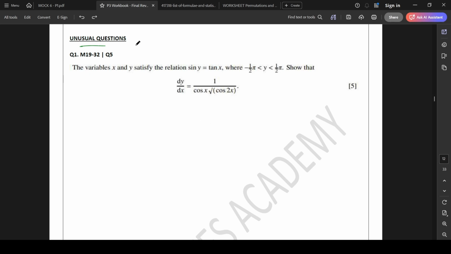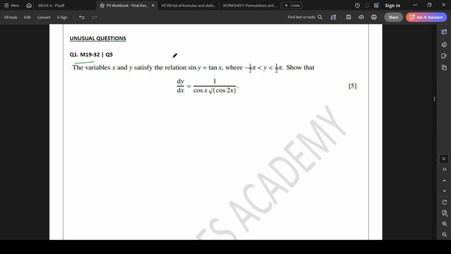So this is one of the most unusual questions that I have seen with respect to differentiation. As I mentioned, differentiation is not tricky at all. But the thing after the differentiation sometimes becomes tricky, like in this question. If you are good with trigonometric manipulations, then this question will not be that difficult. But if you are struggling with trigonometric manipulations, this is a question that you must try.